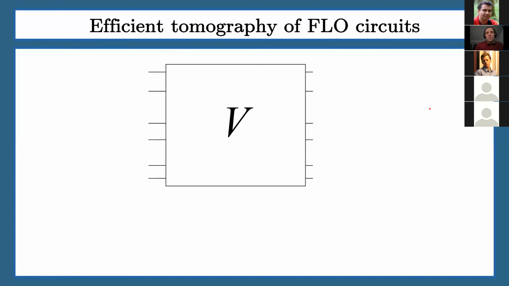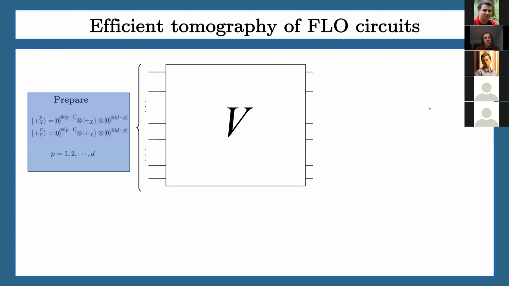Now, efficient tomography of fermionic linear optical circuits. So you guys know that when I have a multi-qubit system, I have a curse of dimensionality. That is to say, in order to do proper tomography of some quantum channel acting on qubits, it requires exponential sample complexity and exponential post-processing complexity. But I want to convince you that it's possible to do efficient tomography of unknown circuits if you know that they belong to this FLO class. So this is for the implementation via this dictionary that I told you.